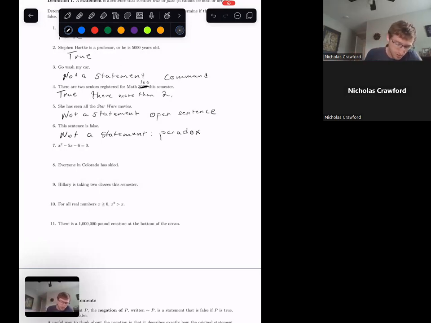This next one is, believe it or not, also not a statement. Right? We don't know what X is. So we can't do anything with it. This is just another open sentence.